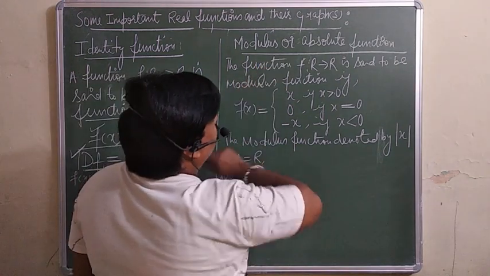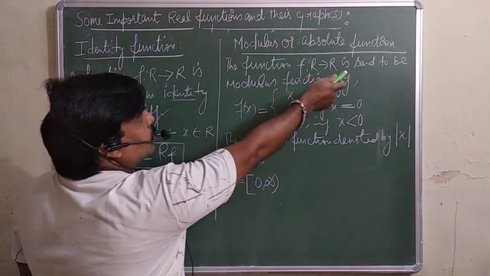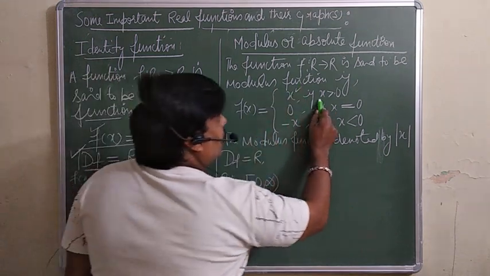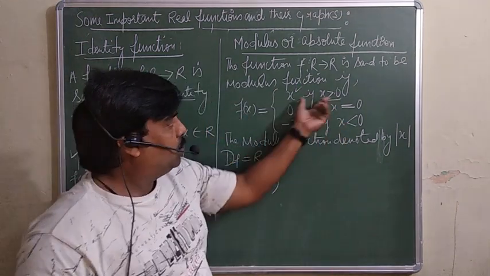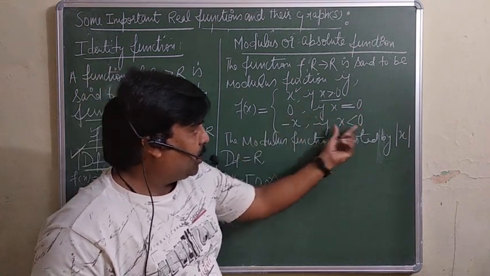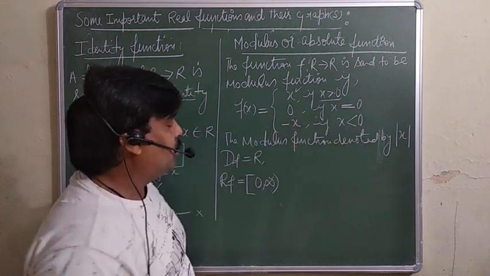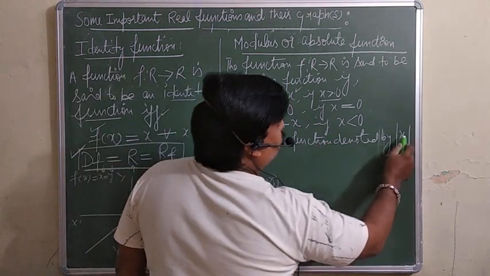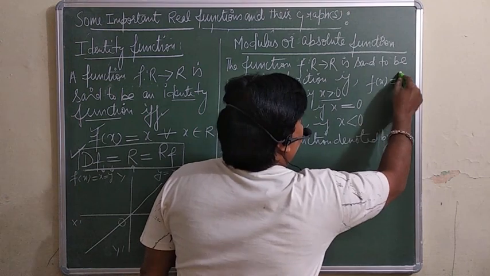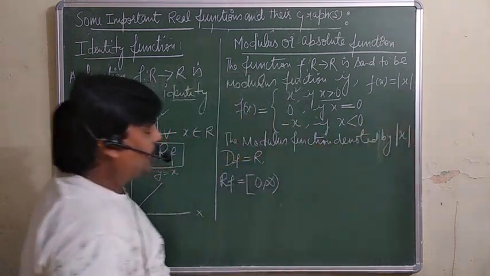Now the modulus or the absolute value function. The absolute value function or modulus function is defined as f(x) = x if x is greater than 0, it will remain x. If x equals 0, it is 0. If x is less than 0, then it will be minus x. And this modulus function is generally denoted by the modulus sign. So we say the function f(x) = |x|, this is your modulus function.